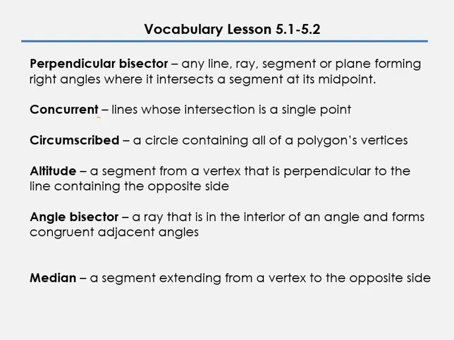For our vocabulary, we have the perpendicular bisector, concurrent, which refers to concurrent lines that we learned about in Chapter 1, I believe it was, circumscribed, altitudes, angle bisectors, and medians.